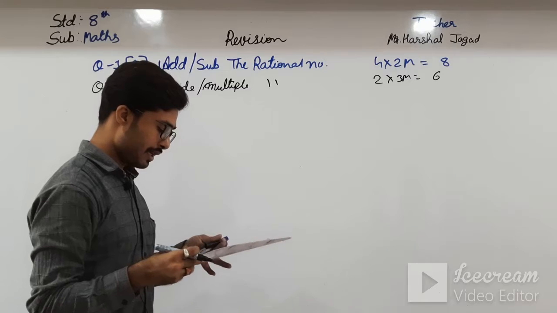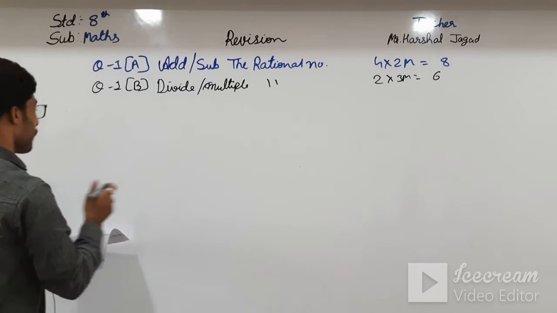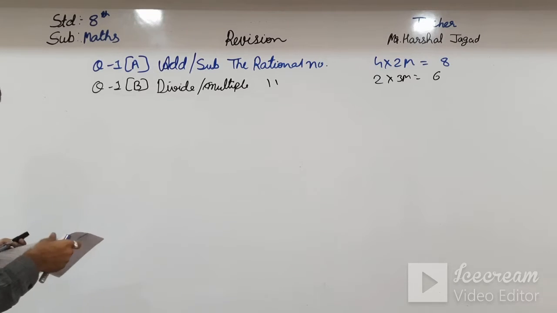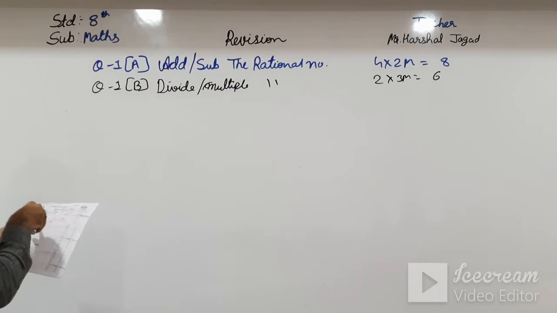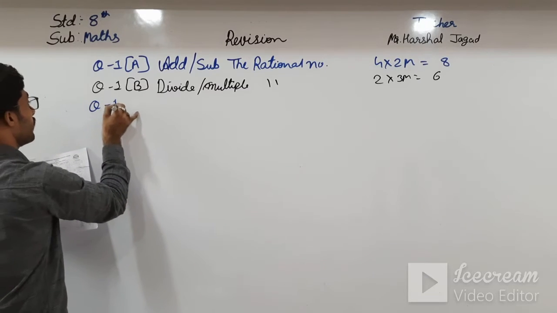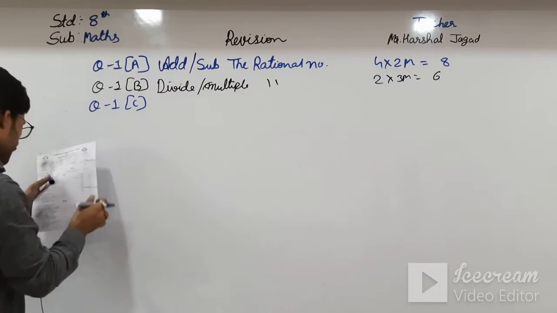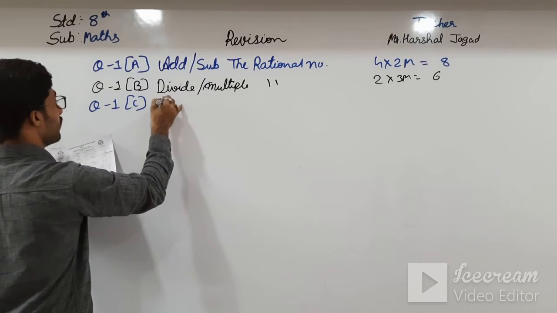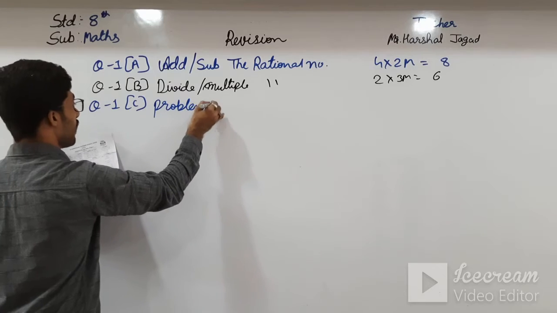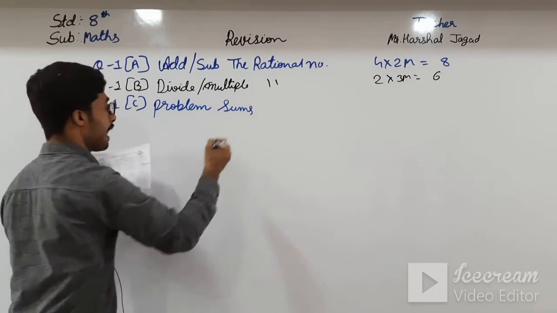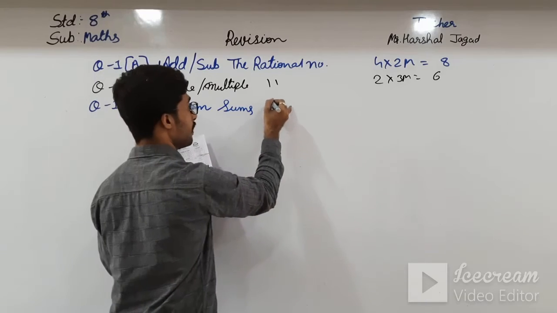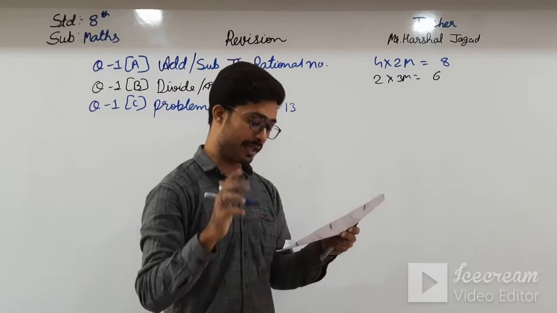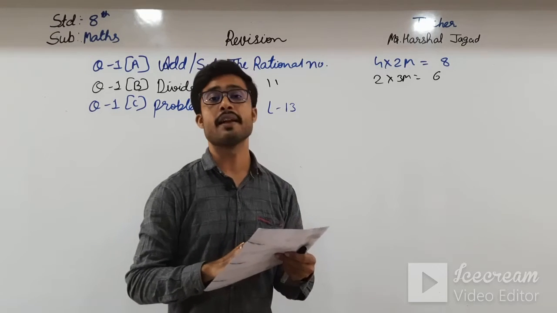Then the problem sums will come. Here the problem sums, question 1c. The problem sums are only from chapter number 13, any 2. Okay students, any 2 of 3 marks, that is 6 marks that you have to do.